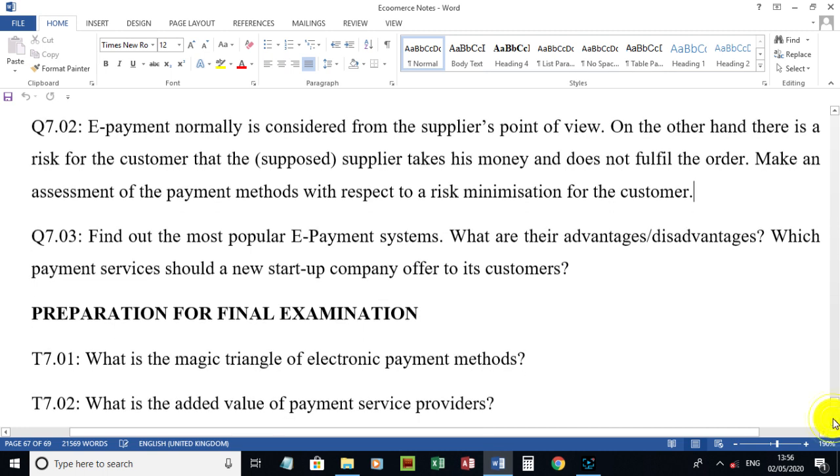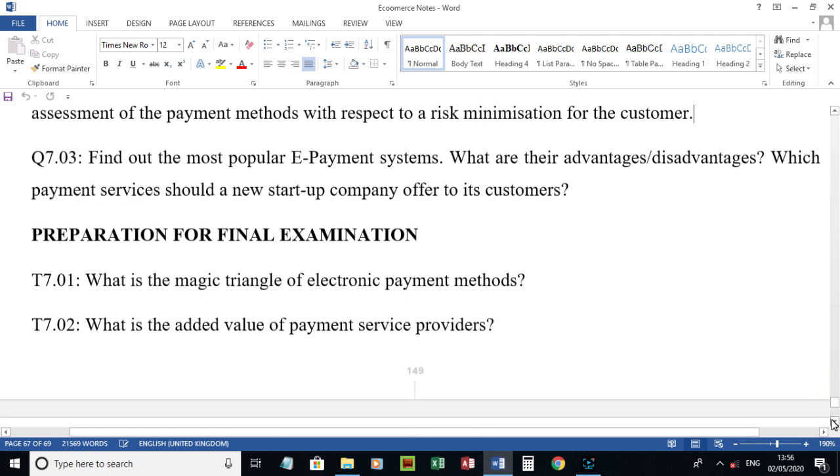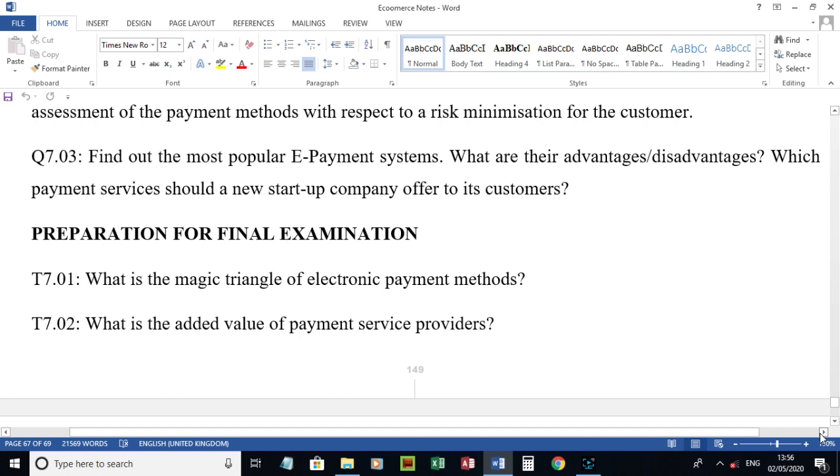Another research for you. Preparation for your final examination. These are possible questions that may come. What is the magic triangle of electronic payment methods? What is the added value of payment service providers?